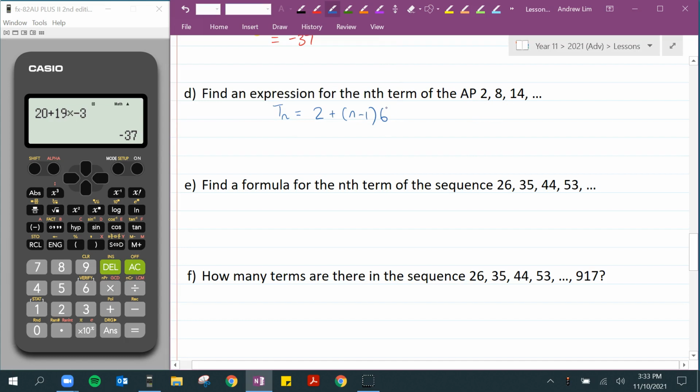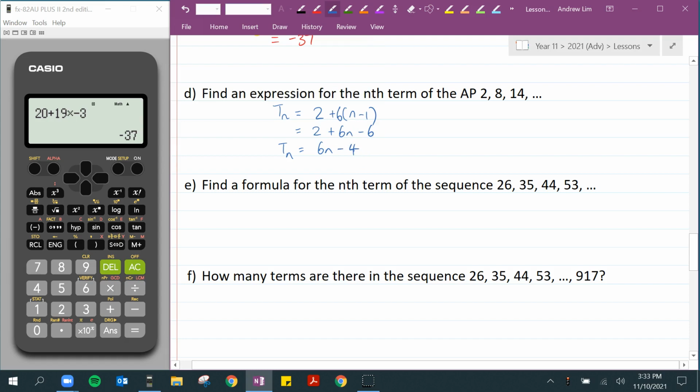Now, we don't really write our numbers at the end after the brackets. We always like to put it at the front. So I'm just going to write it at the front over here because that's what we're used to. So that is equal to 2 plus 6n minus 6. And I'll just freshen that up: 6n, 2 minus 6 is minus 4.